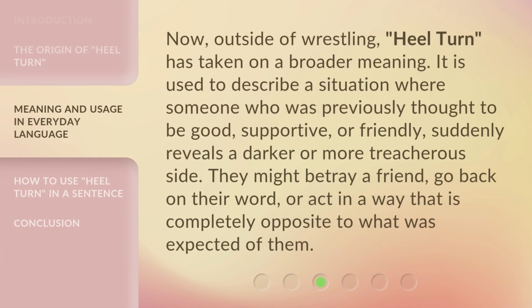Now, outside of wrestling, heel turn has taken on a broader meaning. It is used to describe a situation where someone who was previously thought to be good, supportive, or friendly, suddenly reveals a darker or more treacherous side. They might betray a friend, go back on their word, or act in a way that is completely opposite to what was expected of them.